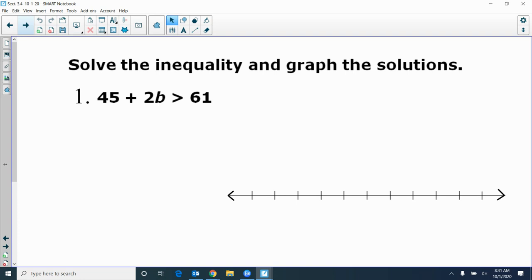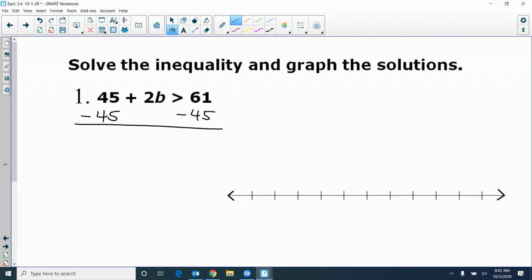You can draw the line down there, or if you're comfortable with moving things without that line, that's fine. But Morgan, what do you think I should do first? Subtract 45. Good. You subtract 45 from the 45, and I subtract 45 from the 65. Now, Amanda, what should I write down? 2b is greater than 16. Good. From here, Joe, what should I do? Divide by 2. Good. And that gives me b is greater than 8.